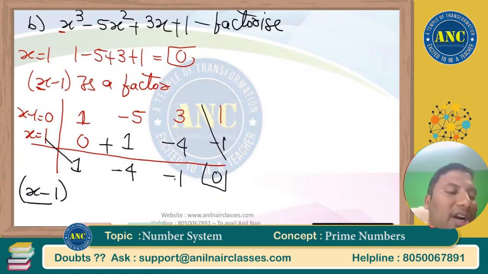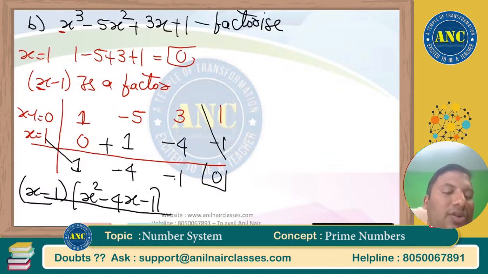Degree is 3. I got degree 1. Next it is x square minus 4x minus 1. This is how you can find out the roots of this equation. We will discuss in detail in algebra because I got a cubic equation, right? Just I am introducing you to synthetic division.